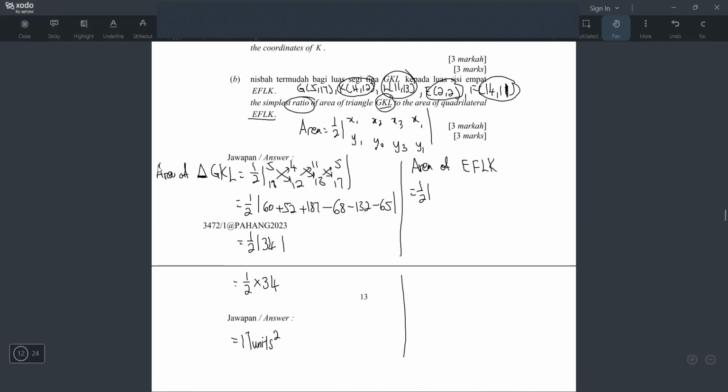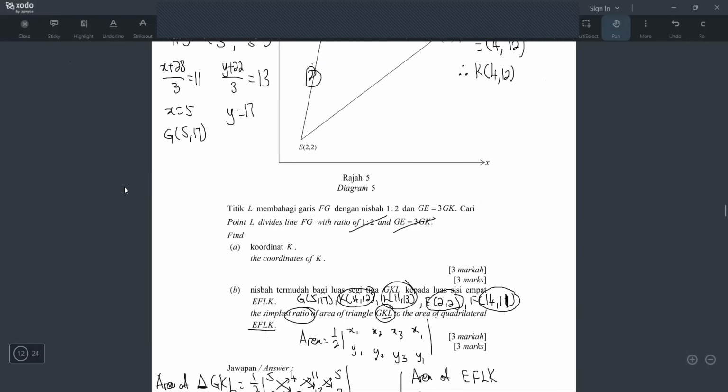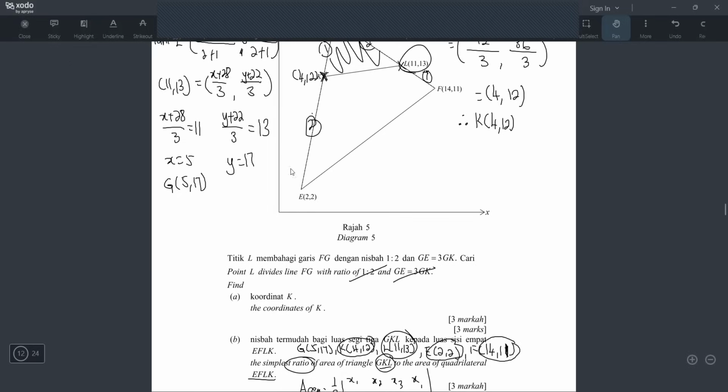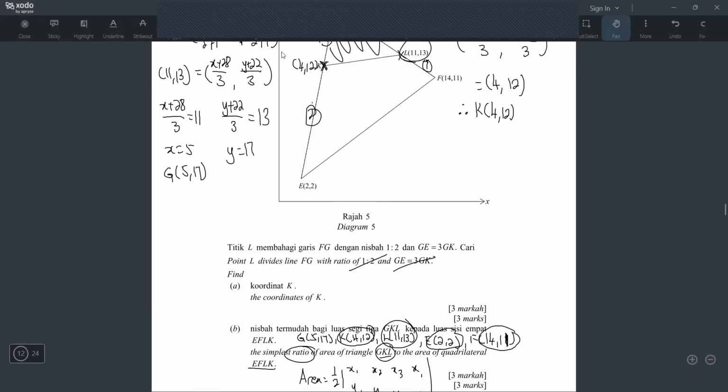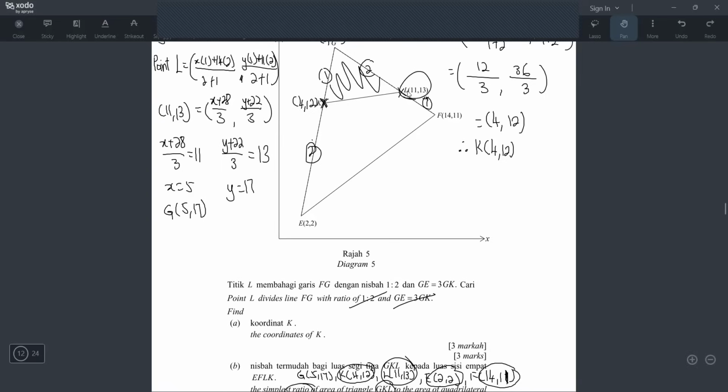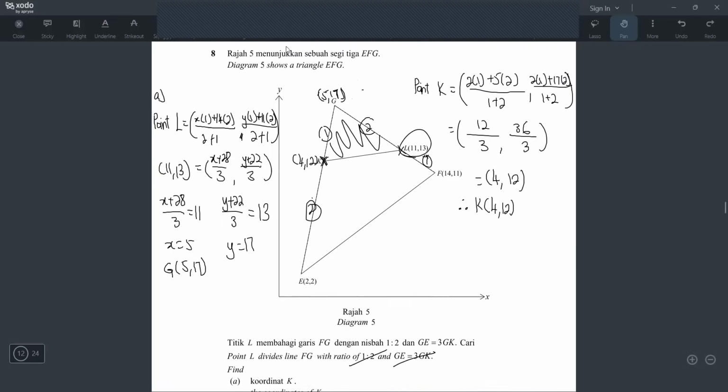Okay, we cannot start from whatever point we want. We can start at any point we want, but make sure the next point is a point that is connected. Let me show you what I mean by that. Let's say I want to start with E. So E is (2, 2), right? The next one, you cannot write L, because E has no line going to L. So if you write L, then obviously wrong, right? It means you cannot write in any order you want. But if it's a triangle, you can do that.